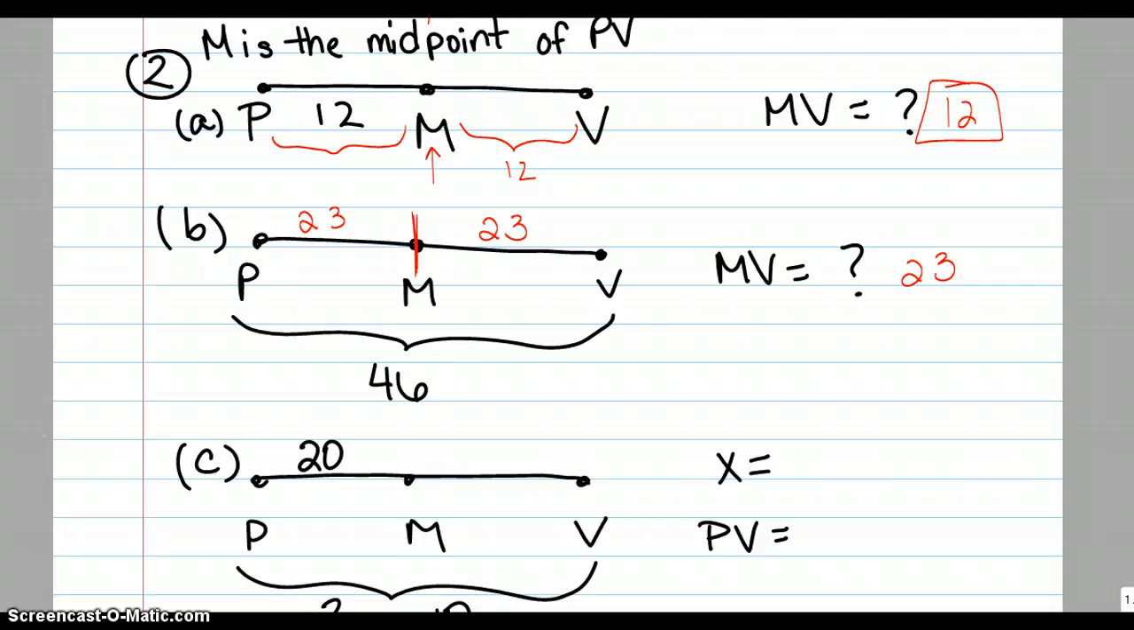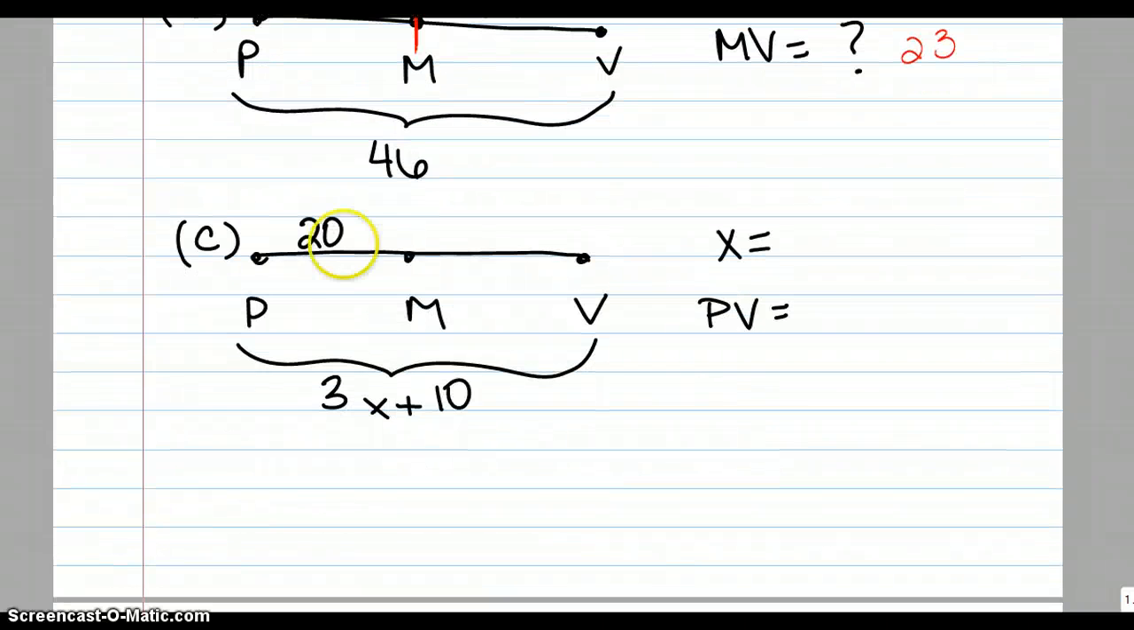Then this guy here for C, this left piece is 20. The whole thing is 3x plus 10. If the left piece is 20, we know that the right piece is 20. And then it's exactly like what we did on Friday of last week. The 2 smaller pieces add up to equal the big. So 20 plus 20 equals the big piece, 3x plus 10. And then you just solve for x from there.